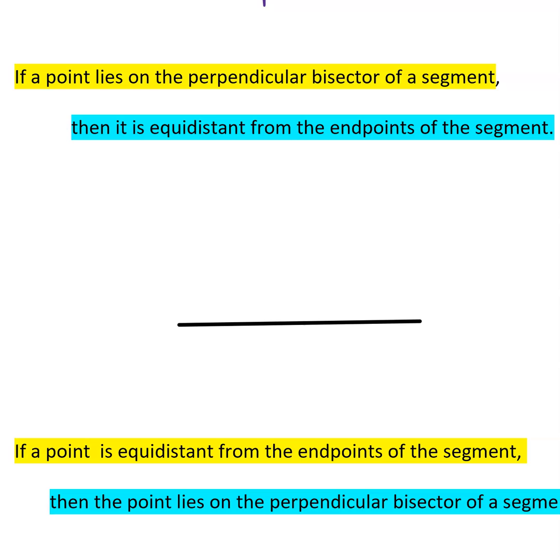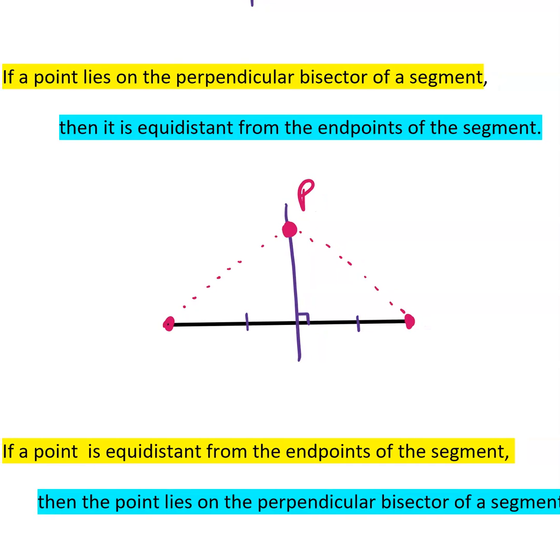The first one says if a point lies on the perpendicular bisector of a segment. So we have to have a perpendicular bisector, so we need to know these two things are the same, and we know this is a right angle. So if a point lies anywhere on that line, I'm going to put my point right here. Then that point, point P here, is equidistant from the endpoints of the segment. So your endpoints are over here and over here. And so what we're saying is we know that this distance is the same as this distance. Those two things are going to be congruent. That's the first theorem.